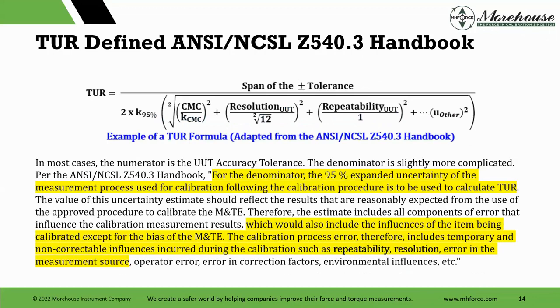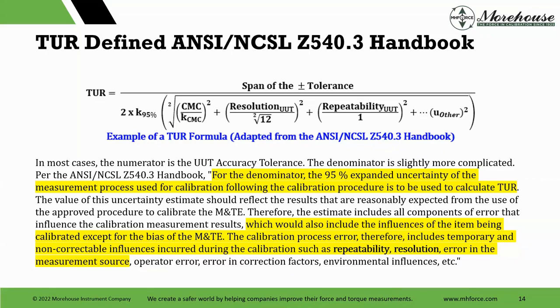But here's where the issue comes into play. And this is the most thorough definition of TUR. For the denominator, the 95% expanded uncertainty of the measurement used for calibrating, following calibration to use to calculate TUR. And here's what it says, highlighted: include influences of the item being calibrated except for the bias of the M&T. That's measuring and test equipment. The calibration process error therefore includes temporary and non-correctable influences incurred during calibration, such as repeatability of the UUT.